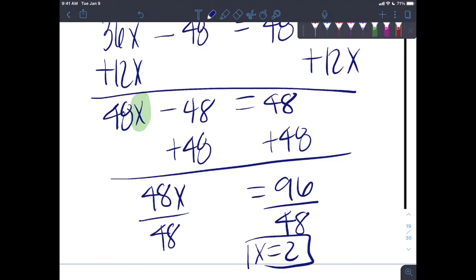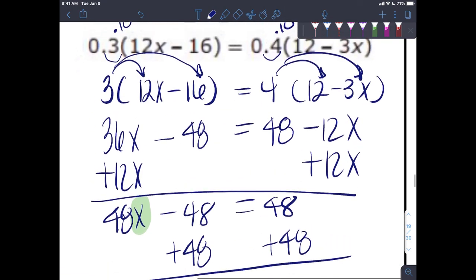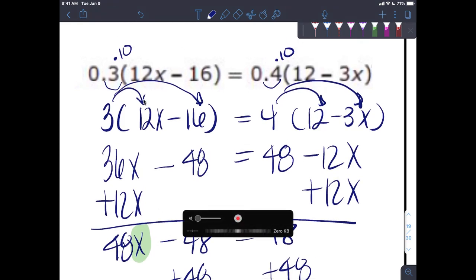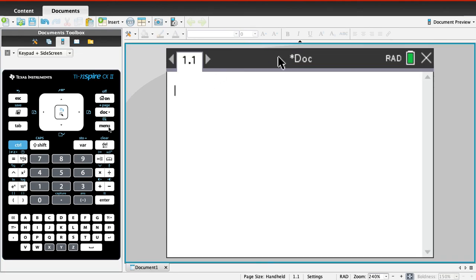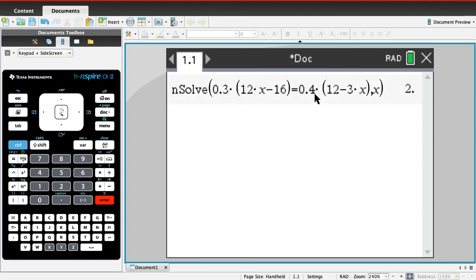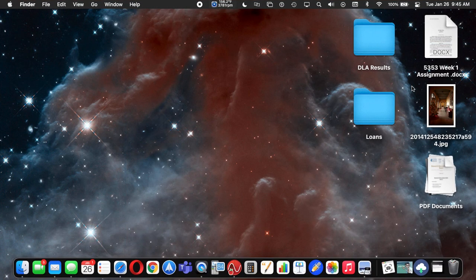Pretty simple. However, I want to verify this in my calculator, okay? So I'm going to swing over to my calculator here. I'm going to add a new calculator page, and I'm going to use nSolve, menu 3, 1. And inside of this, I'm going to type my original equation, after which I'm going to put a comma x to let the calculator know what it's looking for. And look at that. It gave me the same exact answer that I just found on my own. So we got that problem correct.